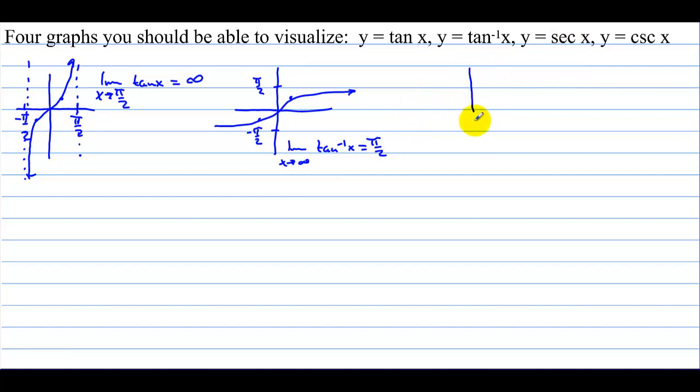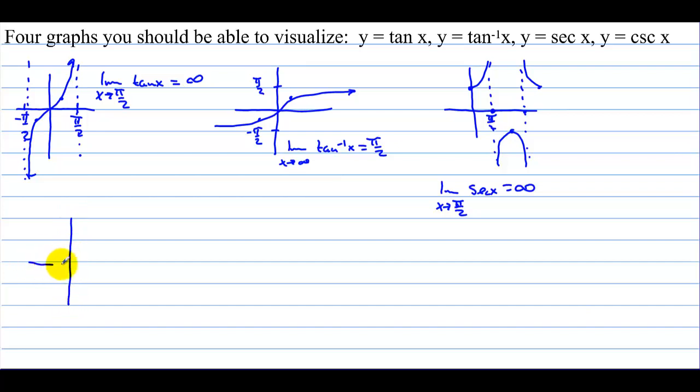Secant of x. Secant is the reciprocal of cosine. Cosine starts at 1, goes to 0, down to negative 1, back to 0, and up to 1. Now anywhere cosine is 0, secant is going to be undefined, so that's a vertical asymptote. And then we just turn cosine upside down to graph secant. Now what we want to know here is the limit as x approaches pi over 2 of secant of x is actually equal to infinity. This right here would be pi over 2.